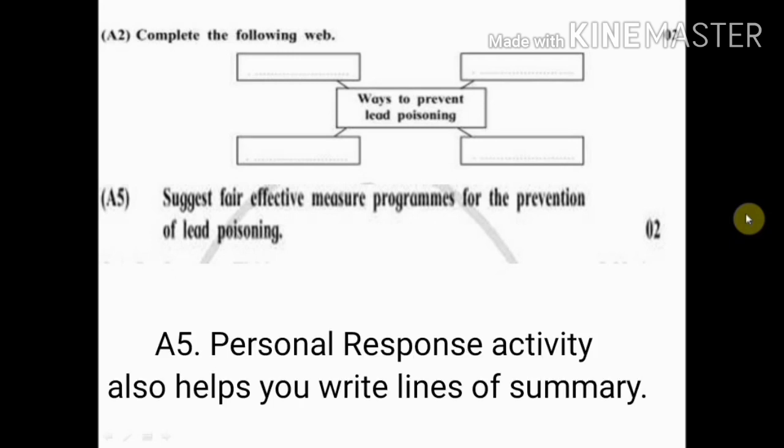Again, activity A5, personal response question activity. Here you are asked to suggest 4 effective measures for the prevention of lead poisoning. So this total passage is about lead poisoning, and you are supposed to complete activity A1, A2 and A5. Now how do these activities help us? हे ॲक्टिव्हिटी आपल्याला कशा मदत करतात? बघा, इथे डेमो आपल्याला दिसतोय.